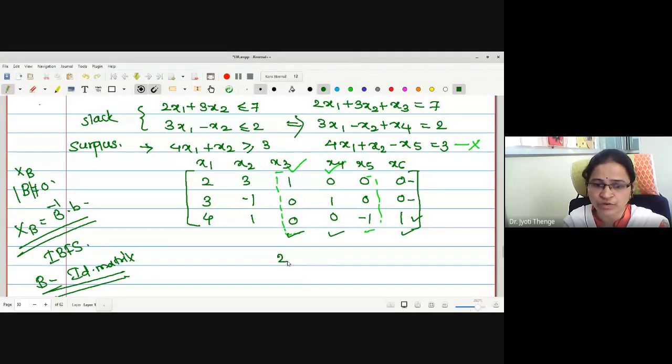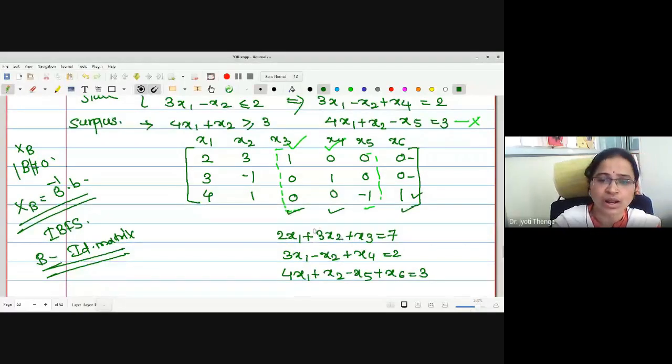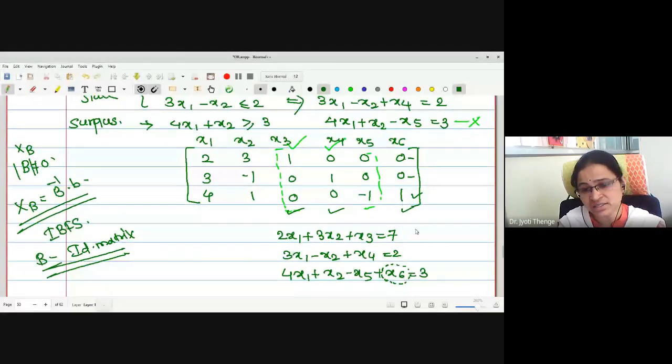Therefore, what will be the system of equations again? 2x1 plus 3x2 plus x3 is equal to 7. 3x1 minus x2 plus x4 is equal to 2. And in the third equation, we introduce 4x1 plus x2 minus x5 plus x6 is equal to 3. No doubt x6 is non-negative. This variable is not necessary to convert the inequality constraint equations, but it is necessary to form the identity matrix in the coefficient matrix of the given system.